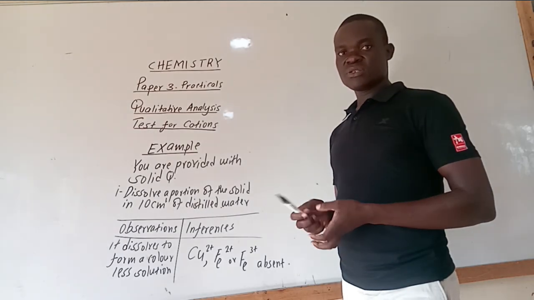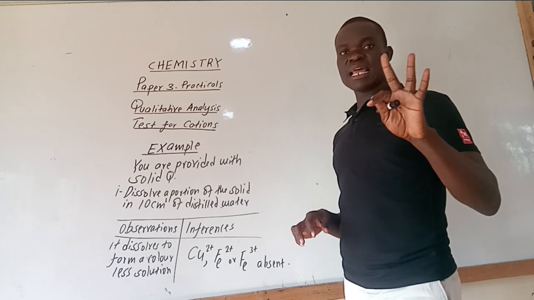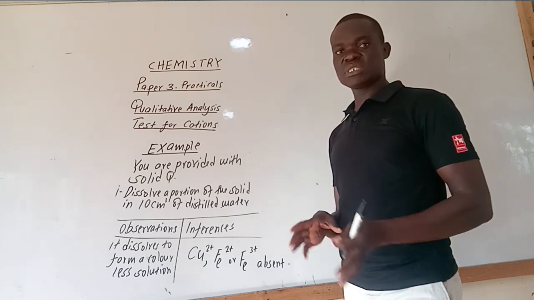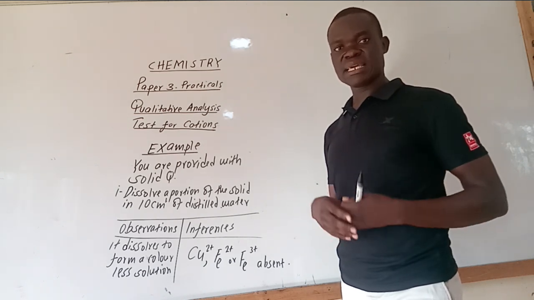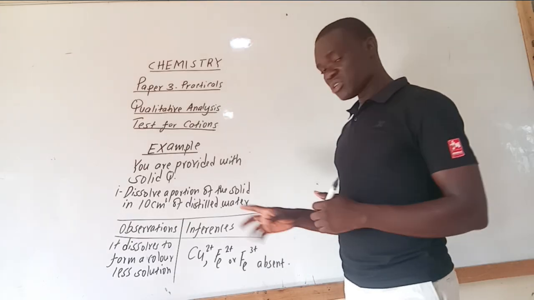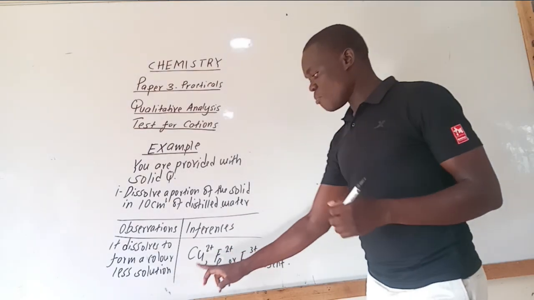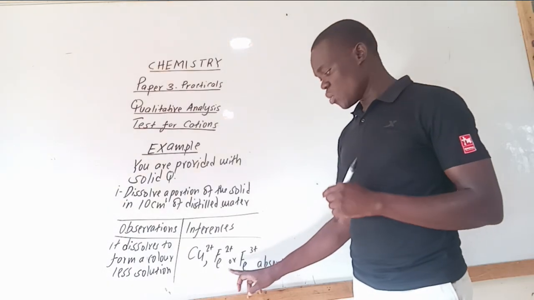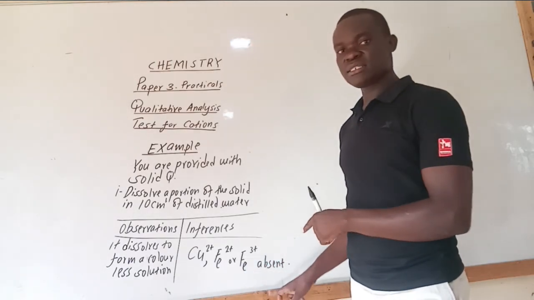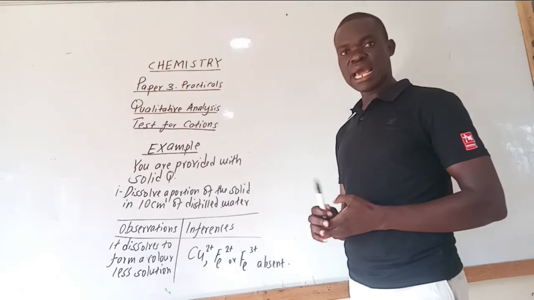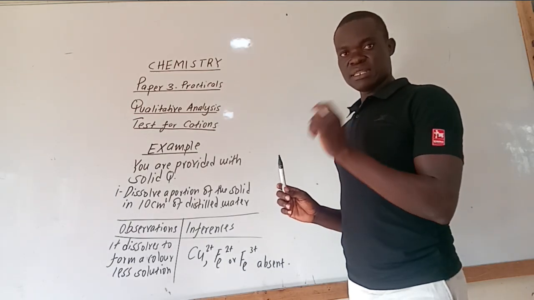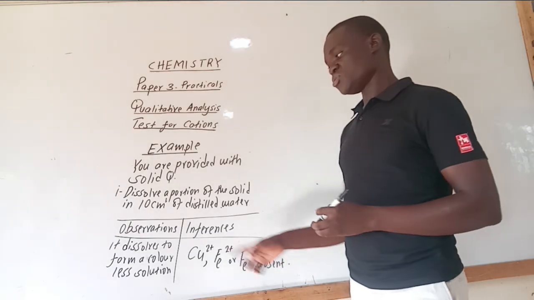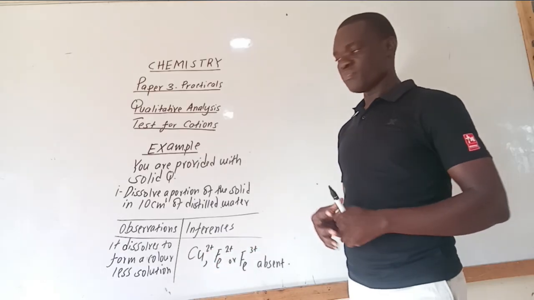So if it is colorless, we state the 3 colored ions that are absent, because if they were there, the solution would be colored. According to this result, copper 2 ion, iron 2 ion, and iron 3 ion are all absent in that solution, and that's why the solution is colorless.